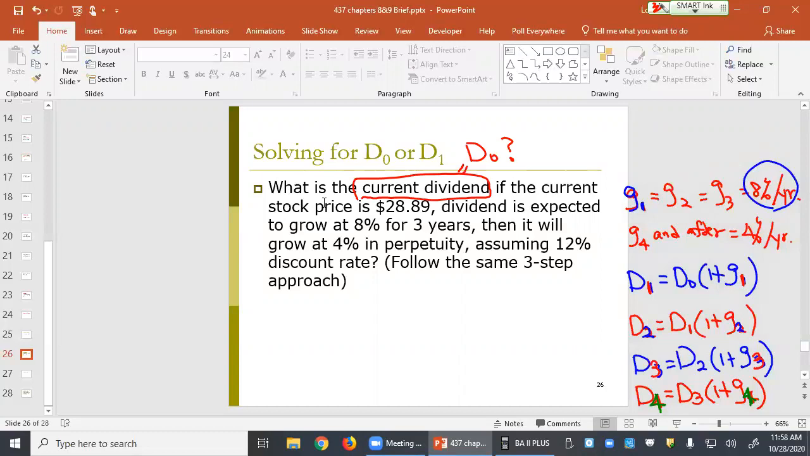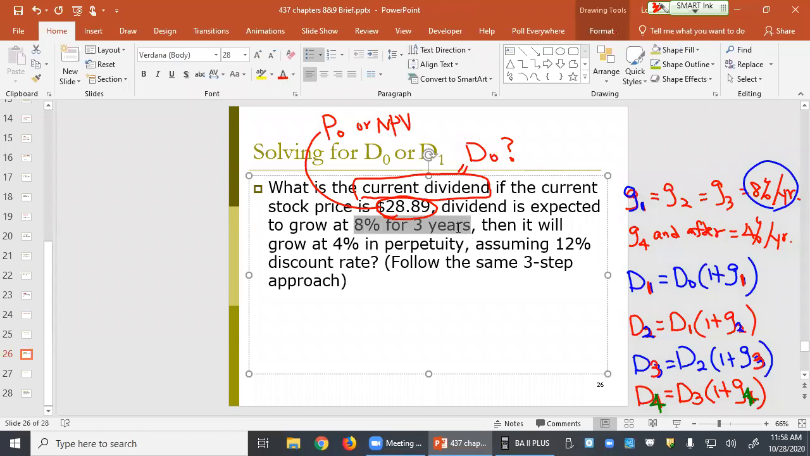Okay, if the current stock price is $28.89, so remember that we can only solve for one unknown at a time, right? So if I need you to solve for D0 as the unknown, I have to give you every other information, including the P0. Okay, this is your P0 or your NPV. Okay, $28.89. So dividend is expected to grow at 8% for 3 years. That's 8% per year for the first 3 years. And that's G1 equals G2 equals G3. That is 8% per year. Then it will grow at 4% in perpetuity. So again, that implies that G4 and after will be 4% per year, assuming the same 12% discount rate.